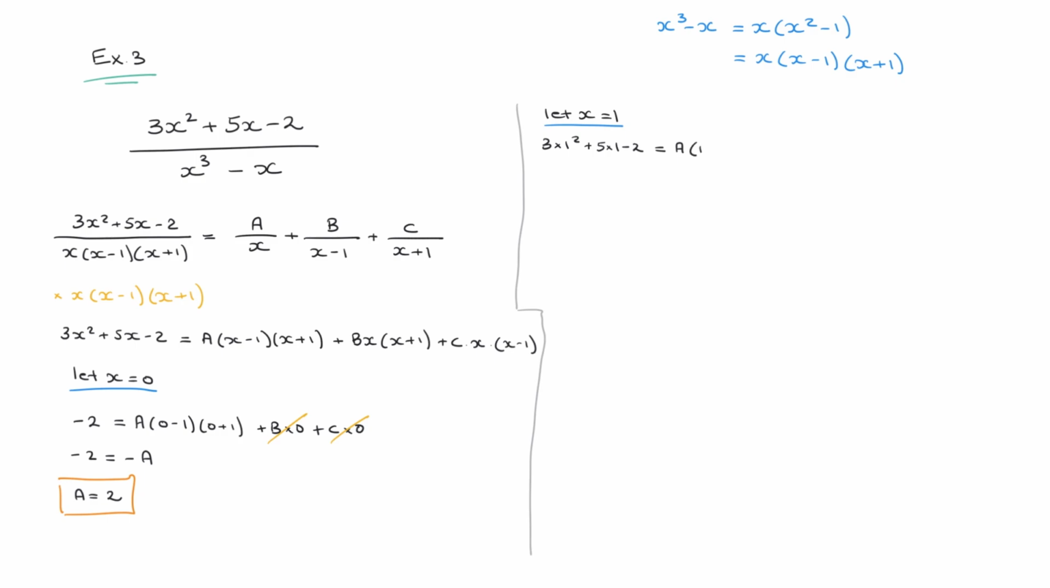That will be a times 1 minus 1 times x plus 1 plus b times, so that's b times 1 plus 1, plus c times 1 minus 1. And now hopefully you can see that for the terms containing a and c, the 1 minus 1's that we have will of course equal 0, so the entire terms will equal 0. And so we're left with, on the left-hand side, 3 times 1 plus 5 times 1 minus 2, so that's 6, which equals the right-hand side where we just have b times 1 plus 1, which becomes 2b.